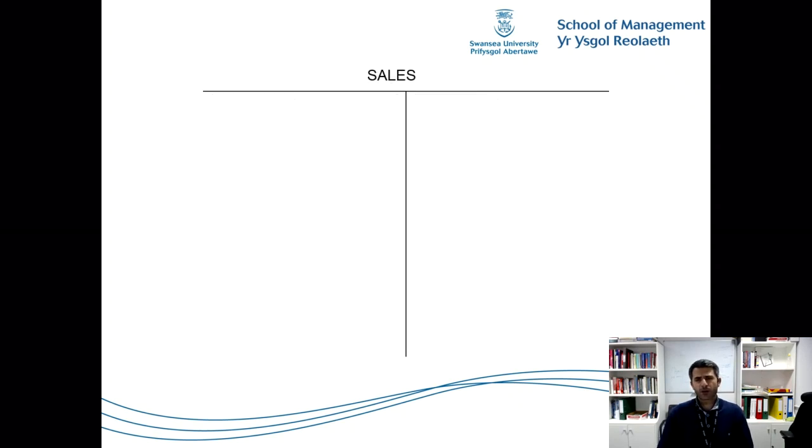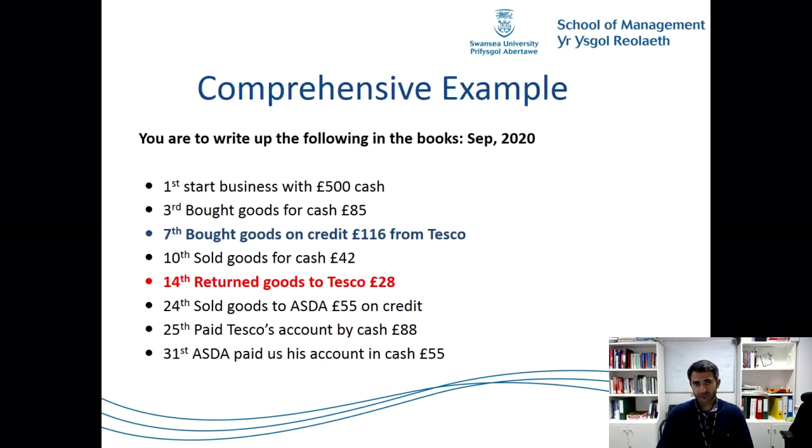If you remember and go back to the rules, we did say that sales should be recorded on the credit side, which is the opposite of purchases. You see our sales goes up by £42. How did we sell? By cash or by credit? Cash. In this case, we wrote cash beside it. Focus on this, please.